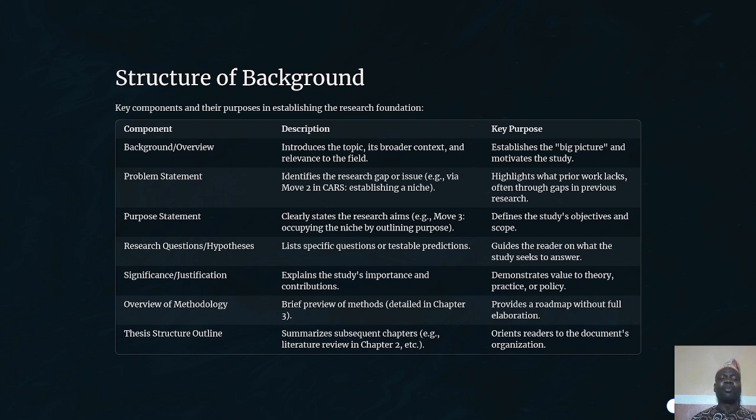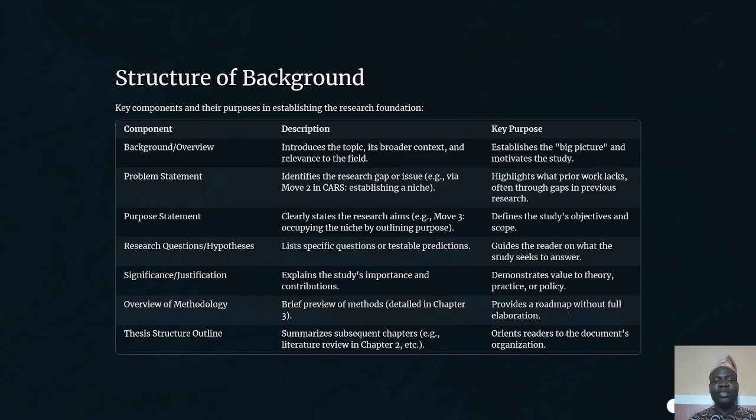The next thing is the problem statement. It could be under the background, or it could have a separate headline. In that place we will identify the research gap. I'm going to deal with that at a later part of this video. So what we are dealing with is that we are trying to highlight what prior works lack, often through gaps in previous studies. So your problem statement should highlight what is lacking in prior study.